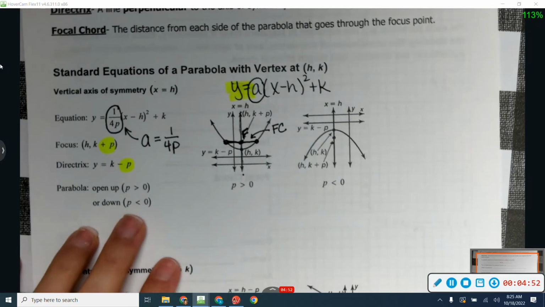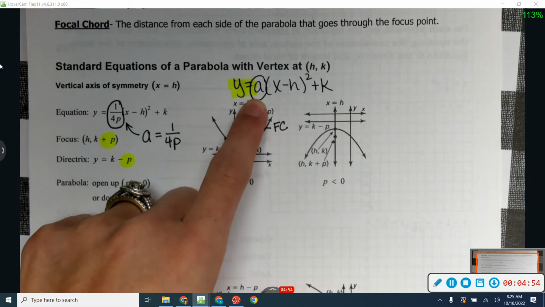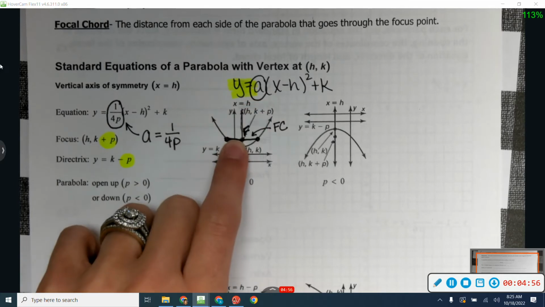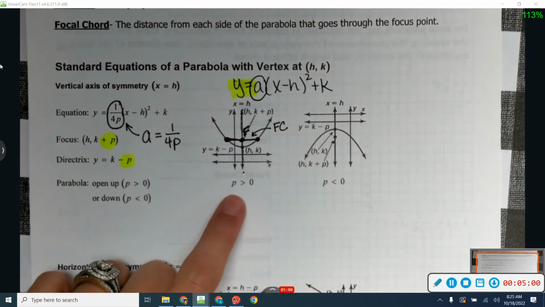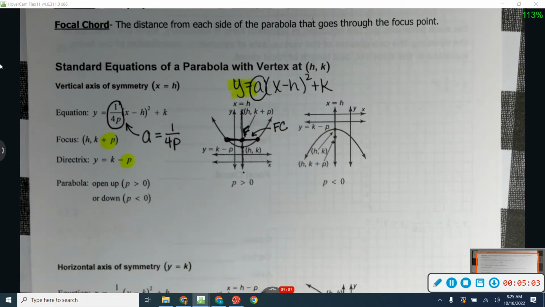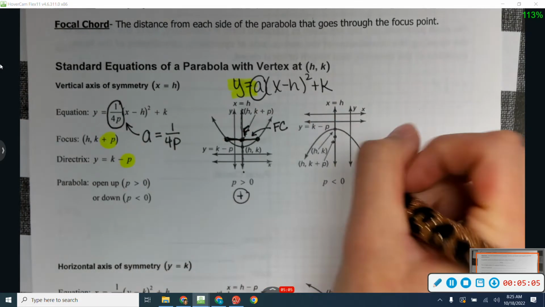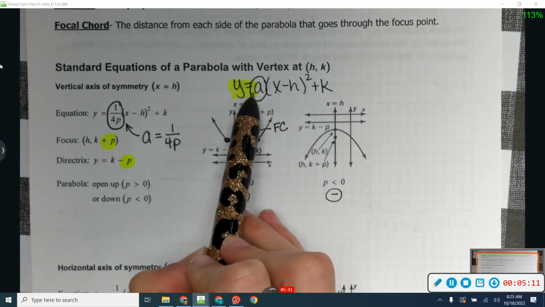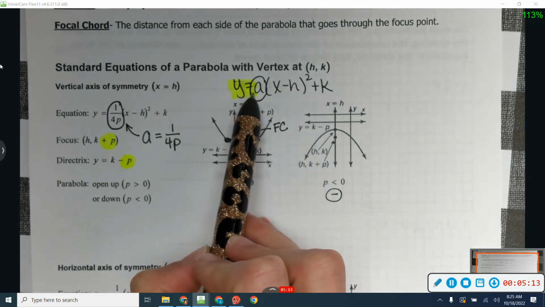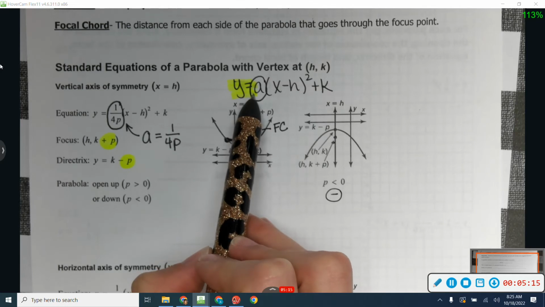Now, if this number in front of your parentheses is positive, it opens up. If it's negative, it opens down, okay? Or you can go according to your p-value. If your p is positive, then it opens up. If your p is negative, it opens down. I don't think about it like that. It makes more sense to me to know if this is positive, it opens up. If it's negative, it opens down. That's what we've always been looking at, okay?